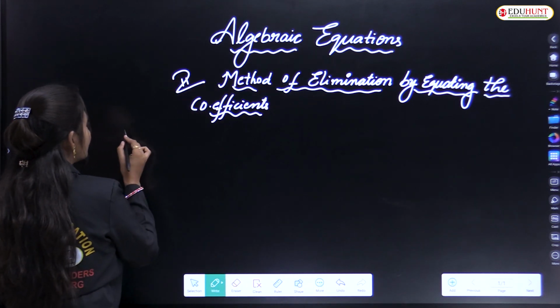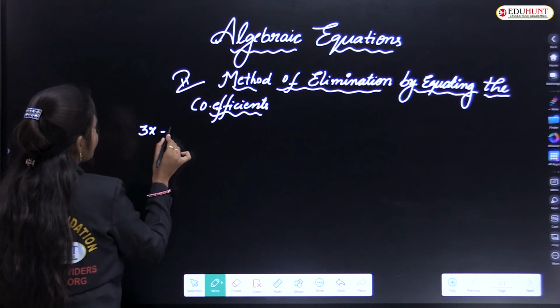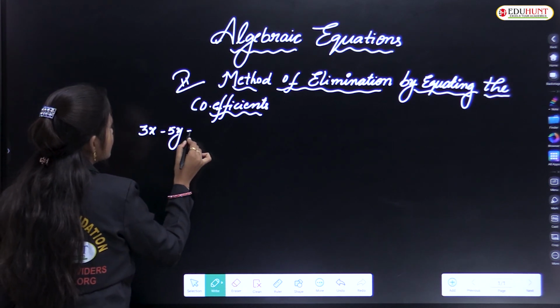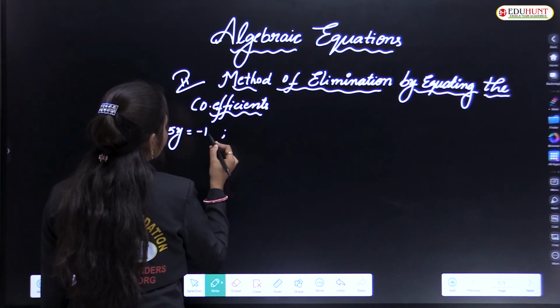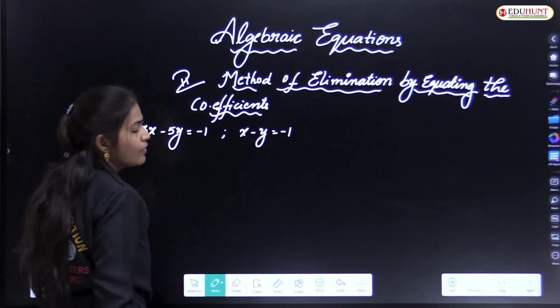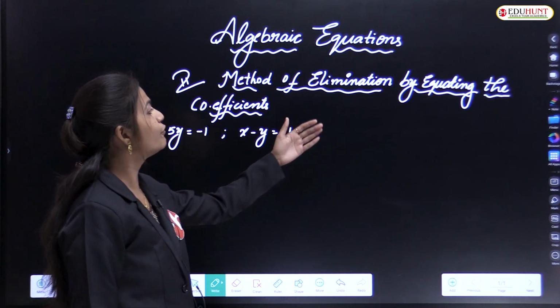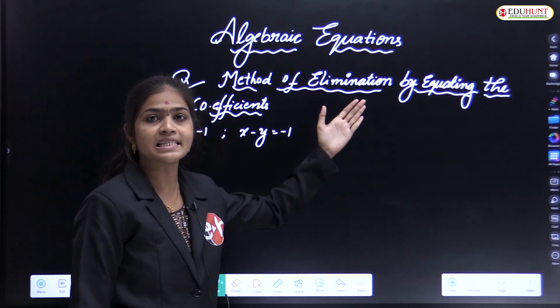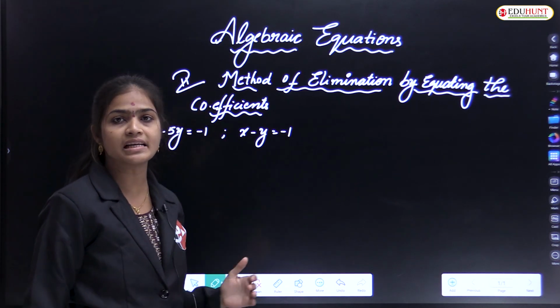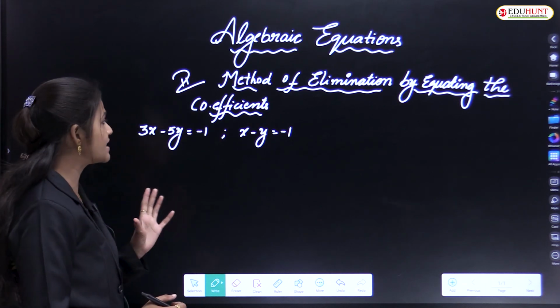So here I am going to take the same examples I already told you. 3x minus 5y is equal to minus 1. Next one is x minus y is equal to minus 1. Why, madam, have you taken the same example again? Means, if you simplify the same equations in this method, will you get the same result or not? To prove that, I have taken the same example again.